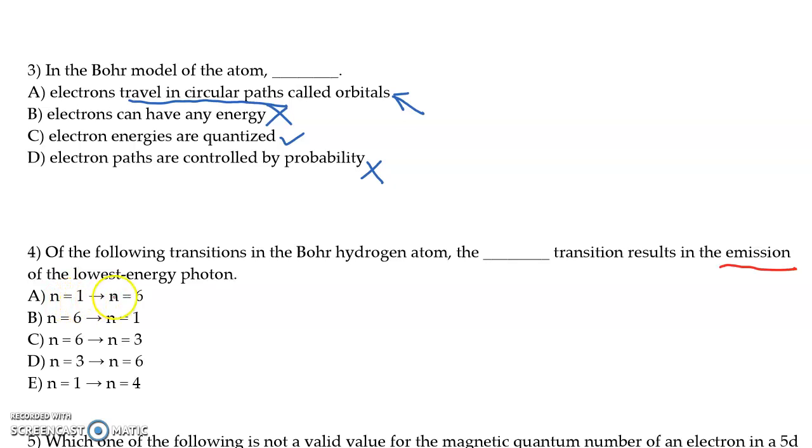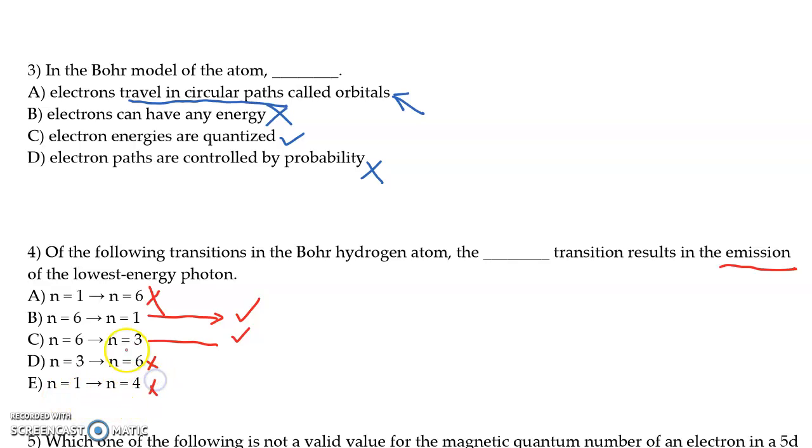From n equal to 1 to n equal to 6, it will not emit anything because it needs to absorb the energy to go there. So this one, there's no emission. From 6 to 1, yes, there's something. From 6 to 3, yes, there is something. From 3 to 6, no emission.